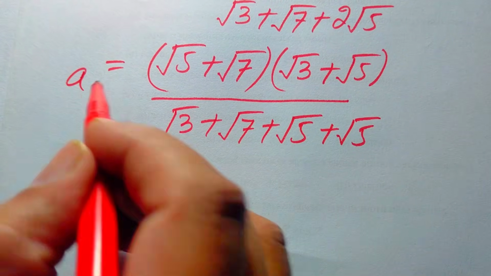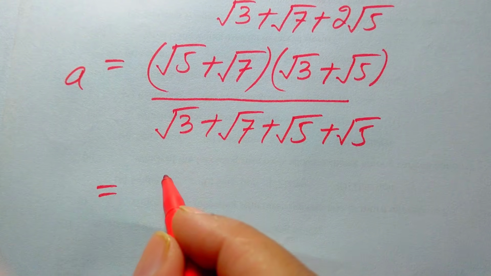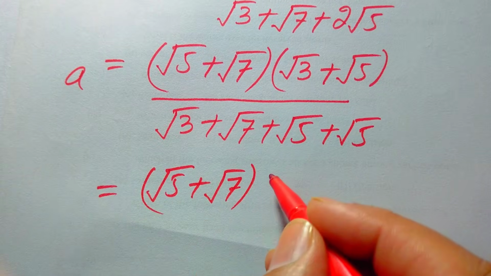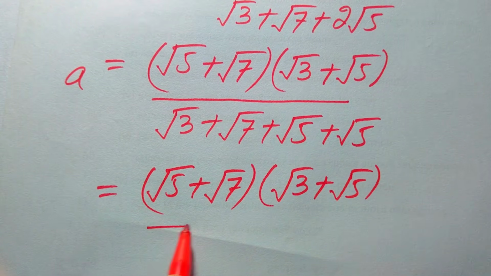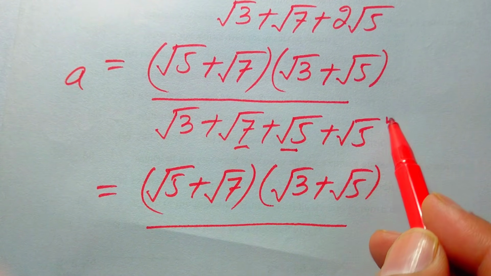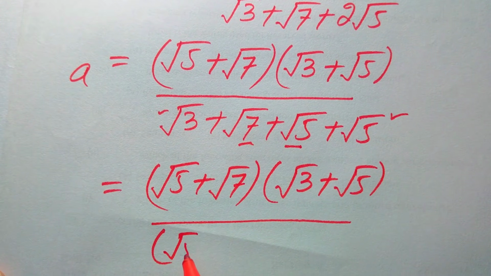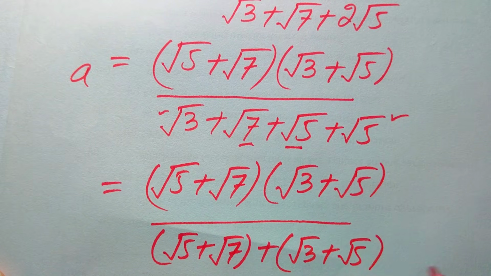So this is the value of a, and now we rewrite this expression as square root of 5 plus square root of 7 times square root of 3 plus square root of 5. Here we make the pairs of square root of 5 and 7, and square root of 5 and square root of 3. After making these pairs, we get in the denominator square root of 5 plus square root of 7 plus square root of 3 plus square root of 5.